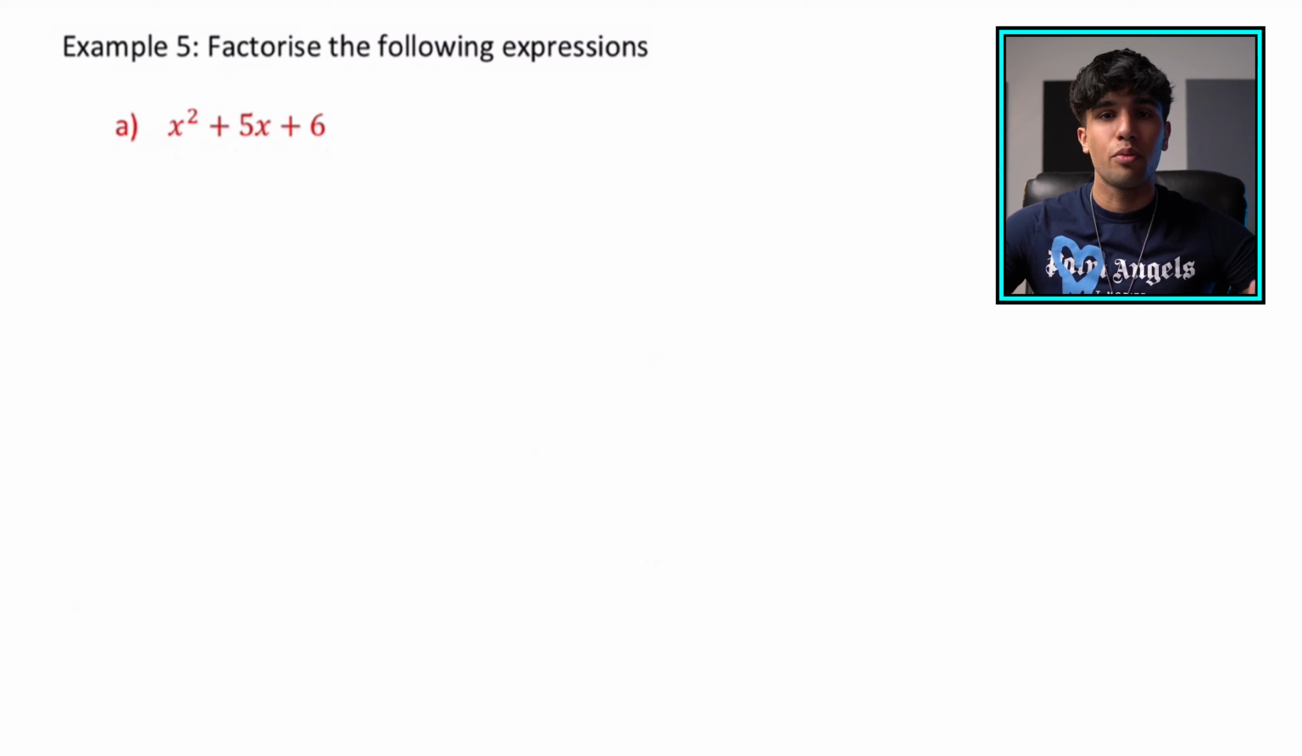In question A, we have x squared plus 5x plus 6, and we have to simplify this. Our first step is to label our A, B, and C. As you can see, we get A to be equal to 1, B equals 5, and C equals 6. Now remember, our first step is to multiply A and C together.